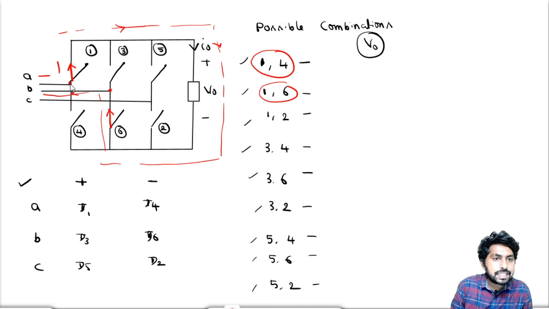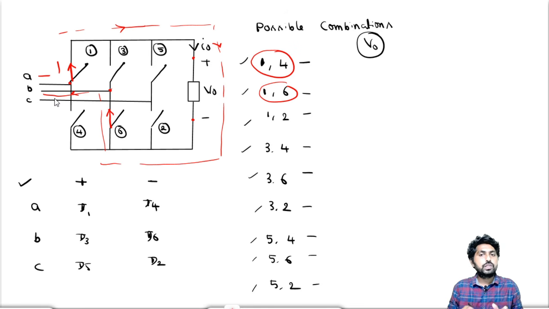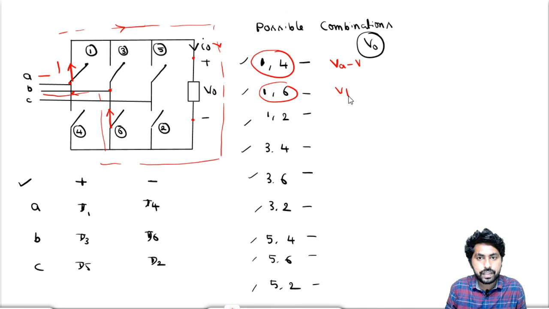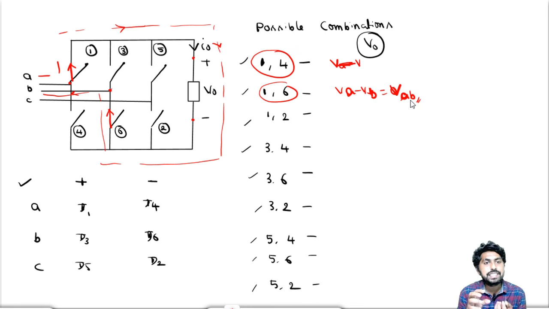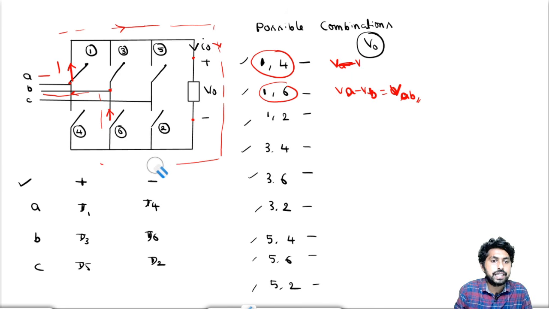The A phase is connected to the positive of V naught and B phase is connected to the negative of V naught. So output voltage is equal to VA minus VB, which equals VAB. When switches 1 and 6 are on, output voltage is equal to VAB. For example, what happens if switches 3 and 4 are on? Now let us look at switches 3 and 4.